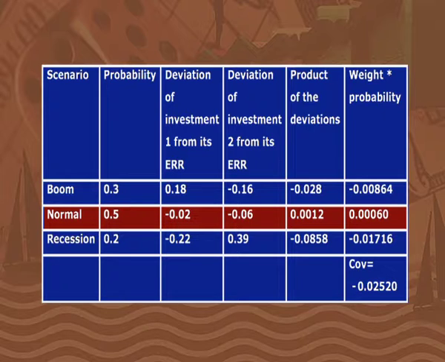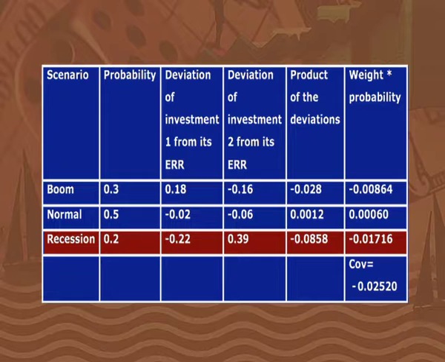Scenario 2 is a normal time, the probability of which is 0.5. The deviation of investment 1 from its expected rate of return under normal scenario is minus 0.02. The deviation of investment 2 from its expected rate of return in normal time is minus 0.06. Product of these deviations is 0.0012. Weight multiplied by probability is 0.00060.